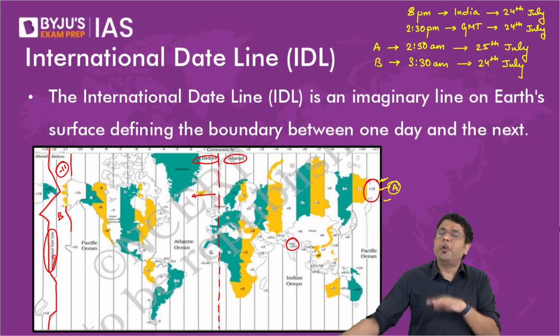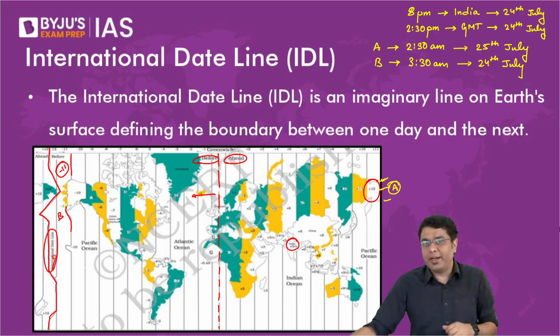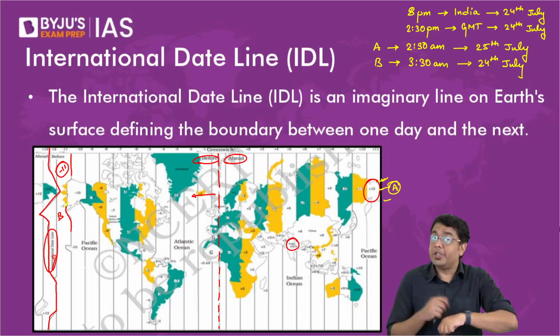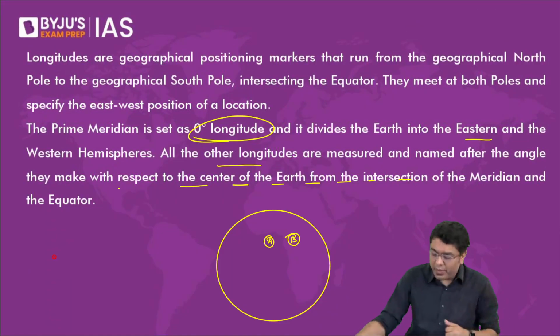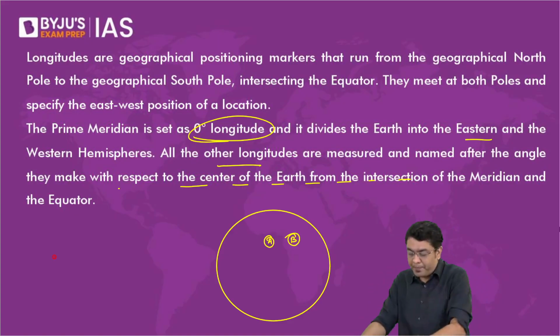Now, when you move from one side of the date line to the other side of the date line, you have to adjust your watches, you have to adjust your clocks. How? Let us understand it.